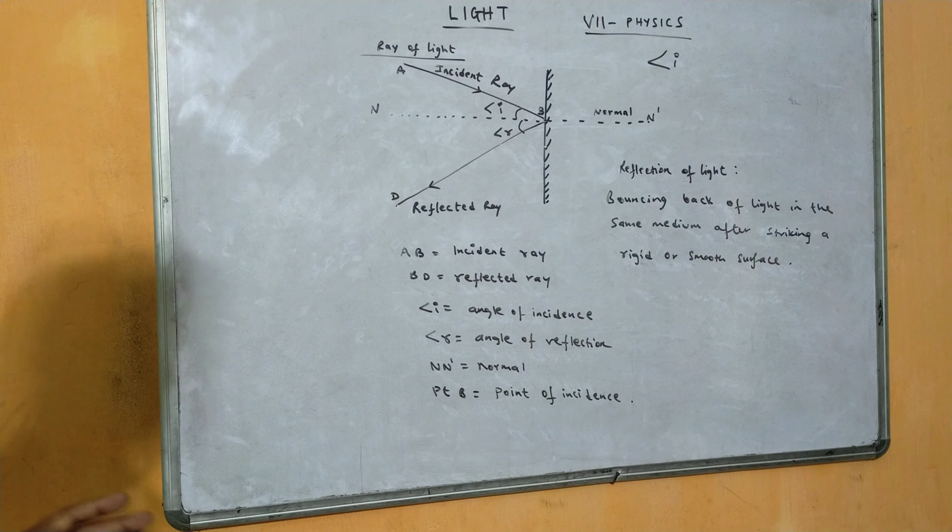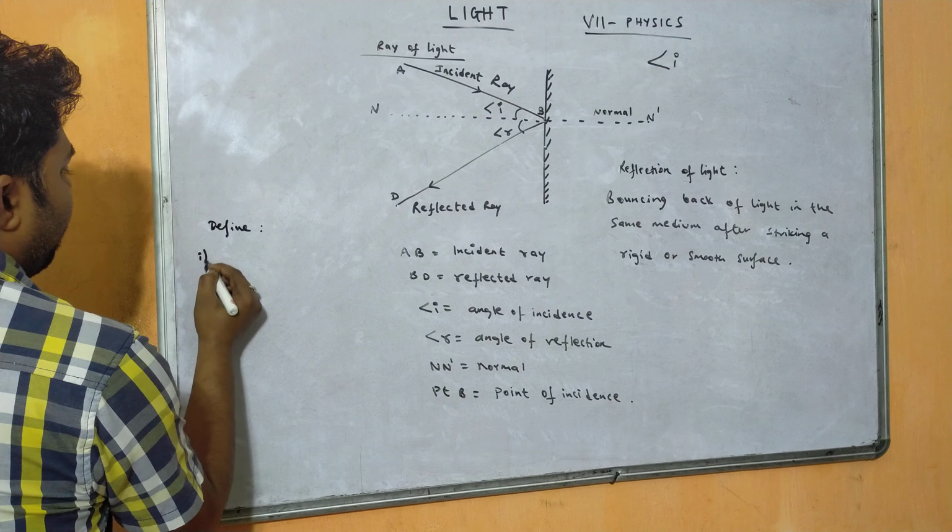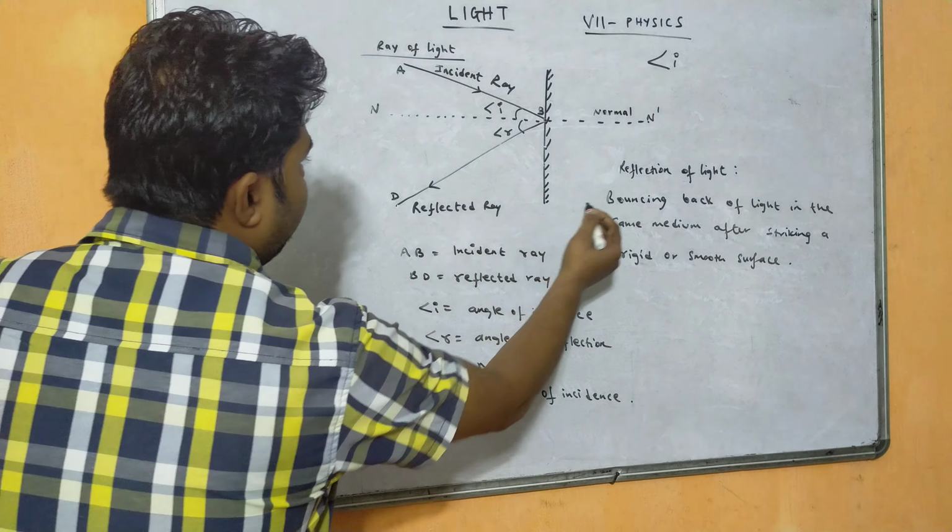So after writing this one, you will write point number 1, incident ray, right? Then you will write the definition. Each term's definition you need to write. So what is incident ray? The ray which strikes the rigid surface. Incident ray means the ray which strikes the rigid surface in the reflection of light is called the incident ray. So these definitions you need to write.